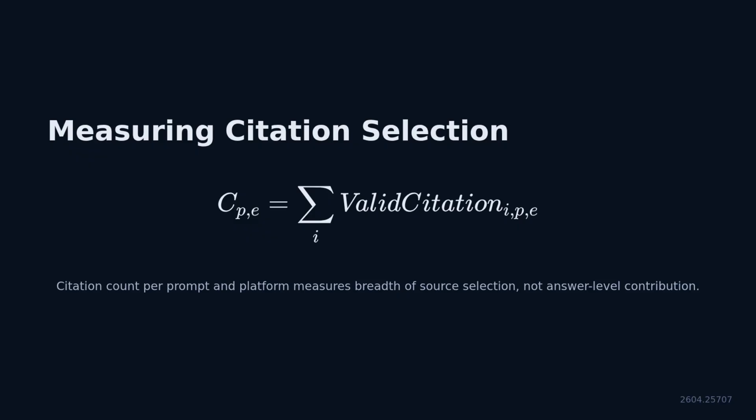Before diving into results, let's look at how selection is measured. For each prompt and platform, the researchers ask, did search get triggered at all? And how many citations were produced? You can see the 2 defining equations on screen. The first is simply a yes or no indicator of whether search fired. The second counts all valid citations under that prompt and platform. Together, these define citation breadth, and critically, breadth is not the same as depth of use.